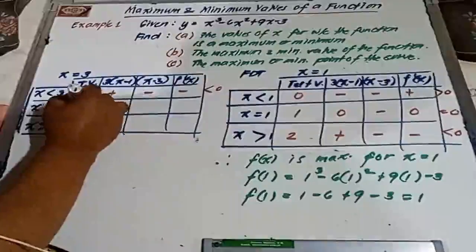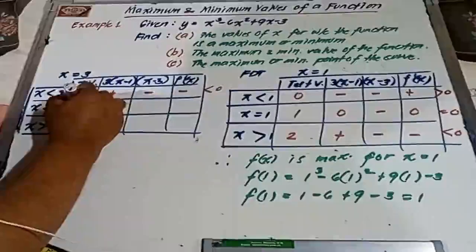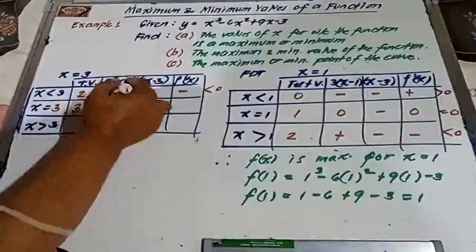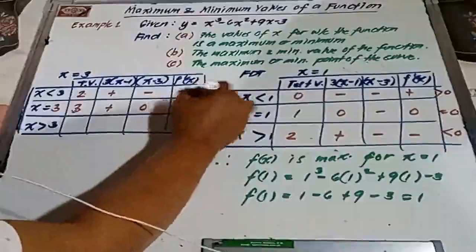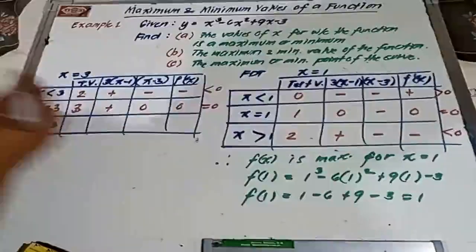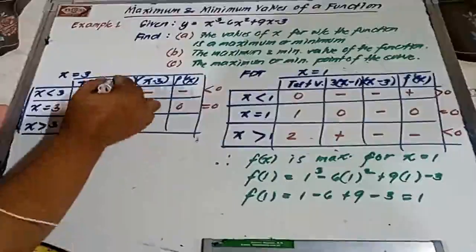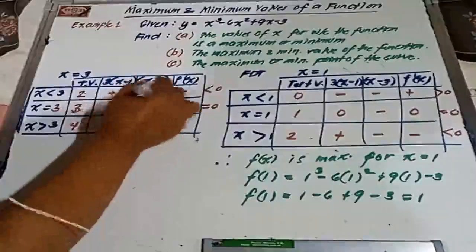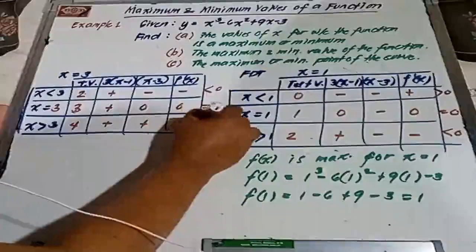X equals 3. So, 3 minus 1 is positive. 3 minus 3 is 0. Positive times 0 is 0. This is equal to 0. X greater than 3. Let's say 4. Ating test value. 4 minus 1 is positive. 4 minus 3 is positive. Positive times positive is positive. This is greater than 0.